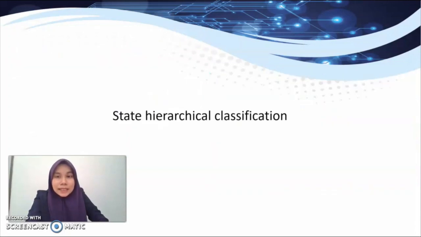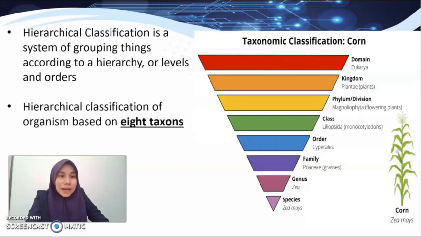State hierarchical classification. Hierarchical classification is a system of grouping things according to a hierarchy or levels and orders. Organisms can also be classified based on hierarchy from the highest level of classification or less specific classification, which is domain, to the lowest level of classification or very specific classification, which is species.